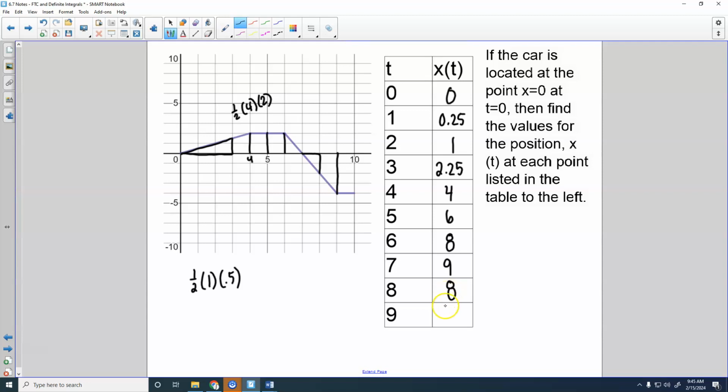I think it's going to be 5, right? Because that would be 2 full blocks, and then these 2 together would make a full block, so I think we'll get 5 there. And then I ran out of room on this table, but let's add 10 on the end. What would we get there? 1.